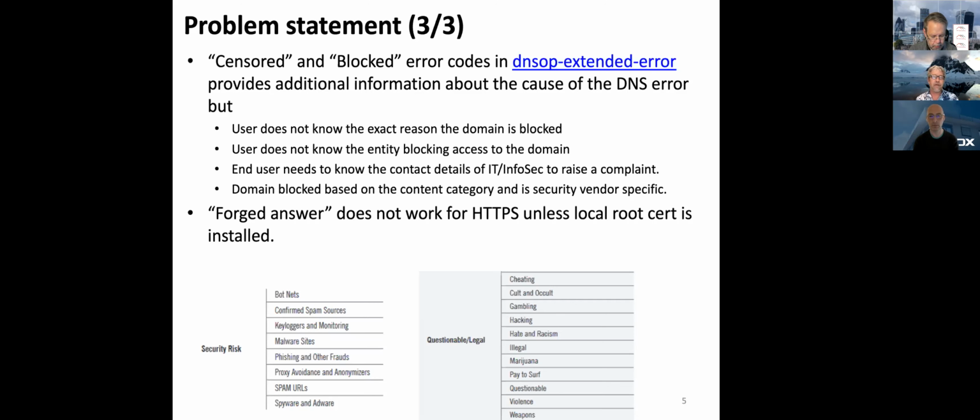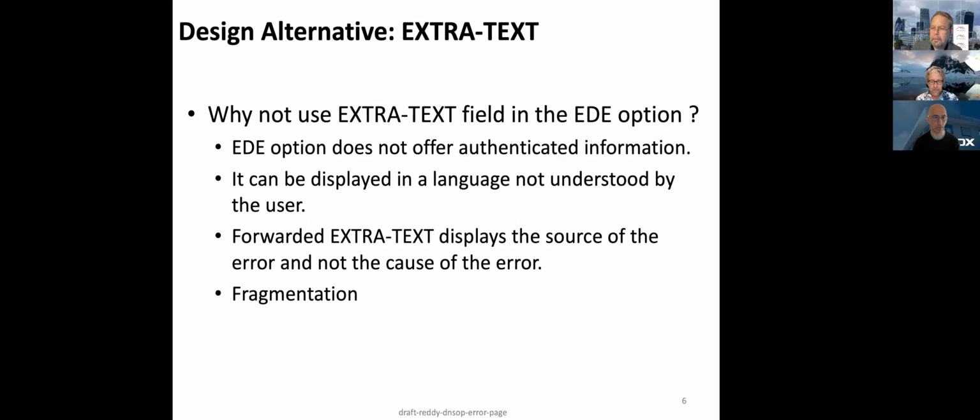So that the user can figure out how to get around it, or what network to get on, or who to complain to, or how to resolve the problem, how to quit looking at these sites, whatever the issue is. And then of course the forged answer, as I discussed, doesn't work for HTTPS. And we also considered the extra text field to be sent back in the DNS response.